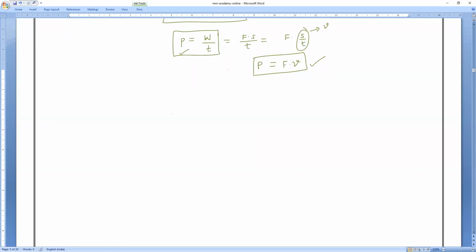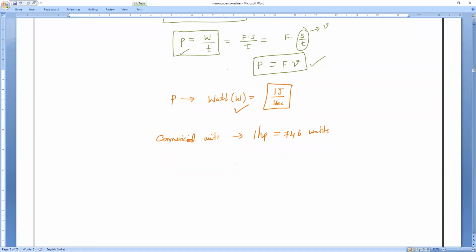Now, units of power. What is the SI unit of power we studied yesterday? Watt. One watt is one joule per one second. And what is the commercial unit of power? I asked you even yesterday. Horsepower, HP. One horsepower is equal to how many watts? 746 watts.